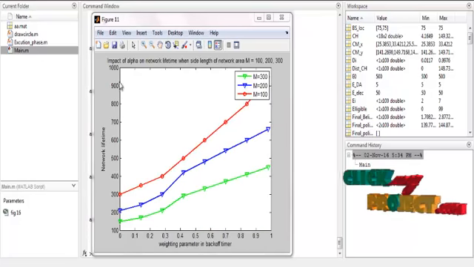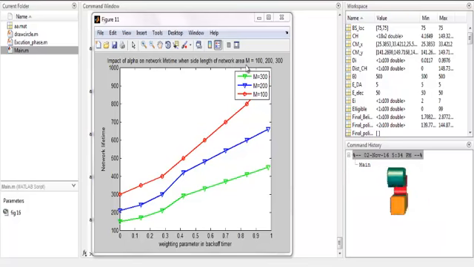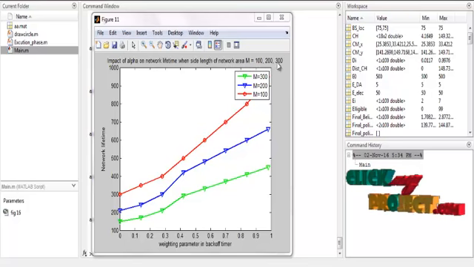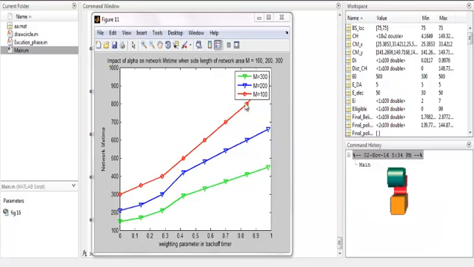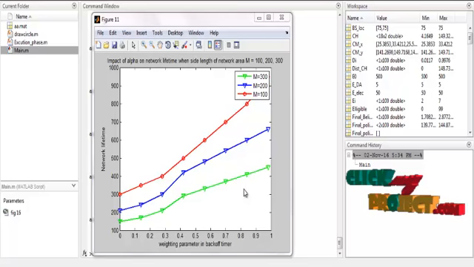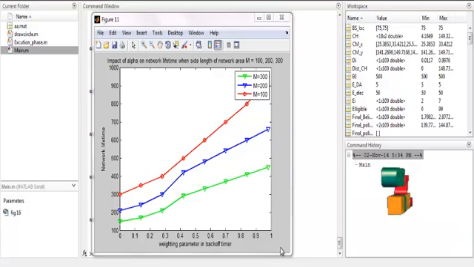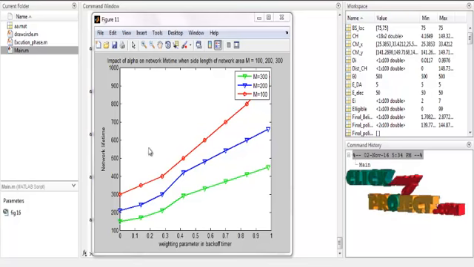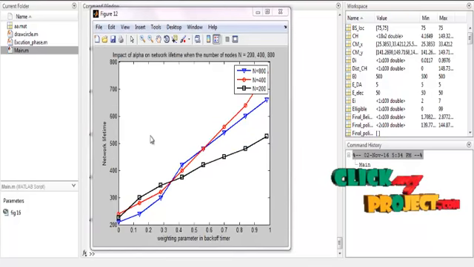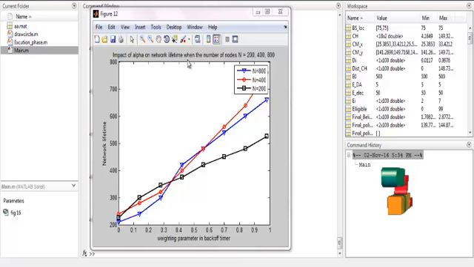In this graph, the impact of alpha on network lifetime when the side length of the network area, that is Ms, is equal to 100, 200 and 300. Red is denoted by M equal to 100, blue is indicated by M equal to 200, and green is indicated by M equal to 300. The weighting parameter in the back-off timer is on the x-axis and the y-axis depends upon the network lifetime.